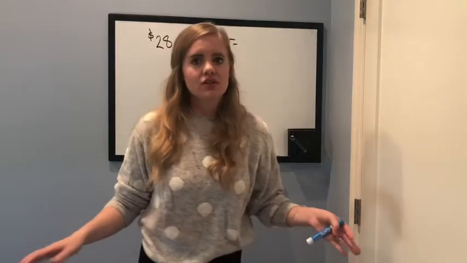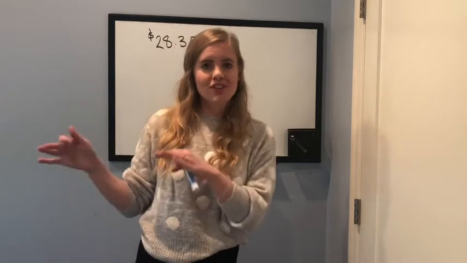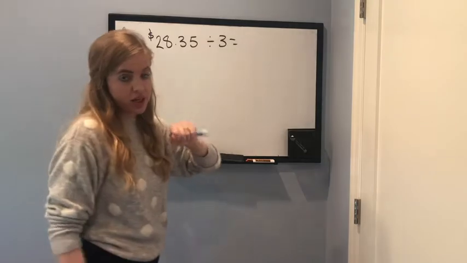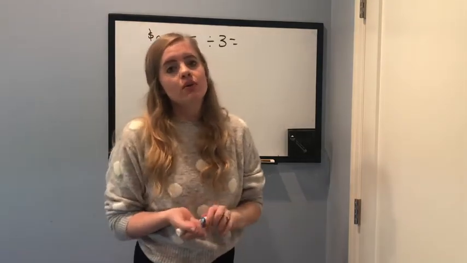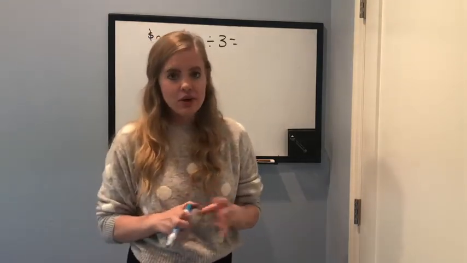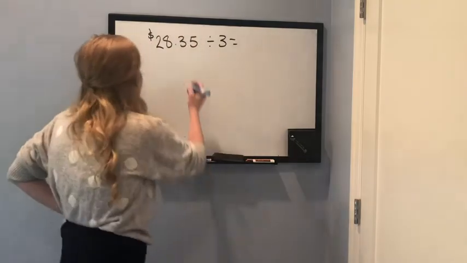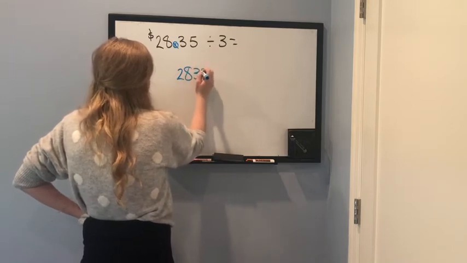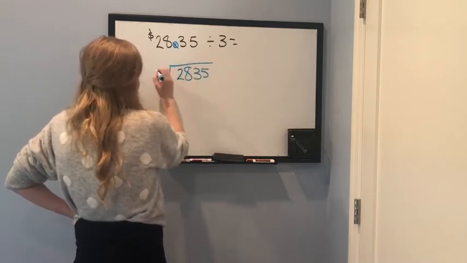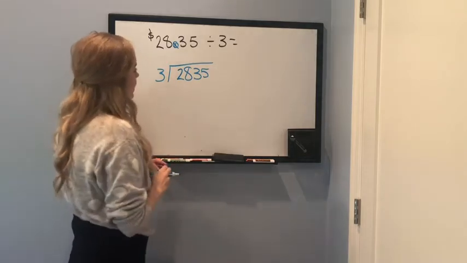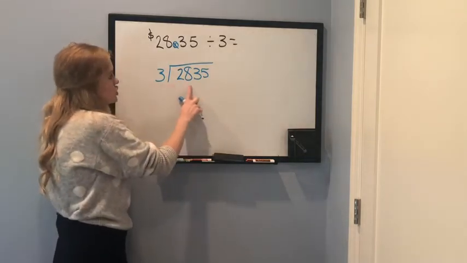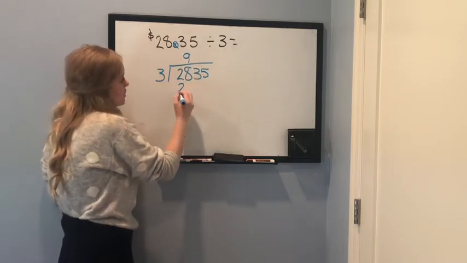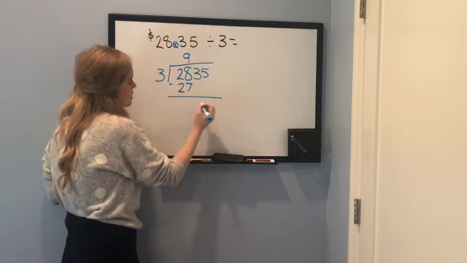Okay friends, so here's our little bit trickier problem. We have $28.35 divided by 3, okay? So what we're going to do right away, as you guys probably remember, is take that decimal point out. We have 2,835 cents divided by 3, right? Okay, so here we go. 3 goes into 28 9 times. 3 times 9 is 27. 28 minus 27 is 1.